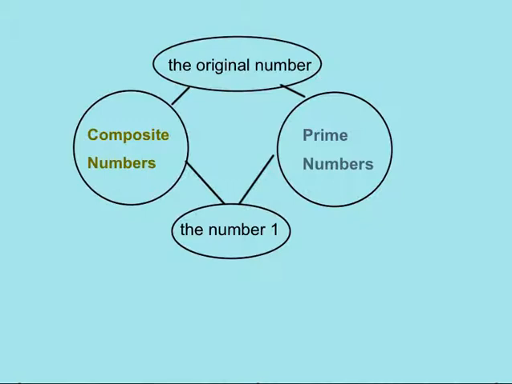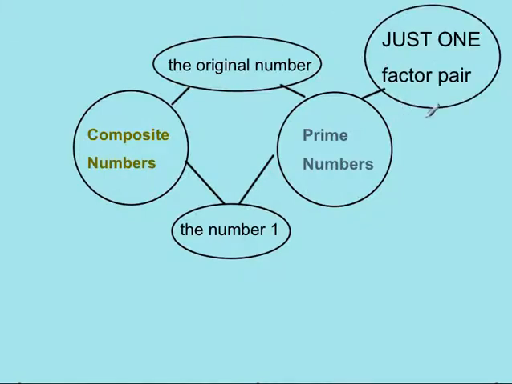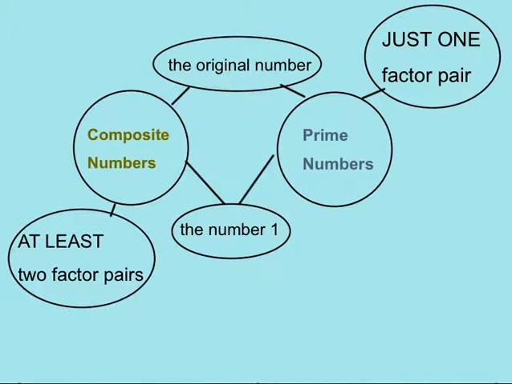Then it gets a little bit different. For prime numbers, they only have the 1 factor pair, and in that case, it's going to be the original number, or the product, times the number 1. Composite numbers, on the other hand, they can have at least 2 factor pairs. In many cases, they have many more. So the main difference, prime numbers just have 1 factor pair. Composite numbers have at least 2 factor pairs.